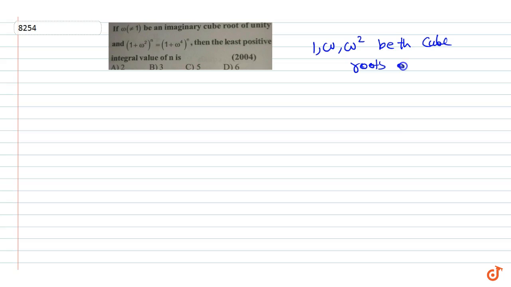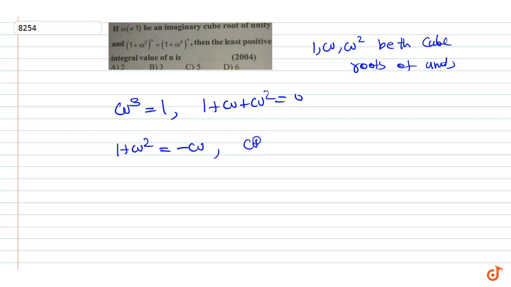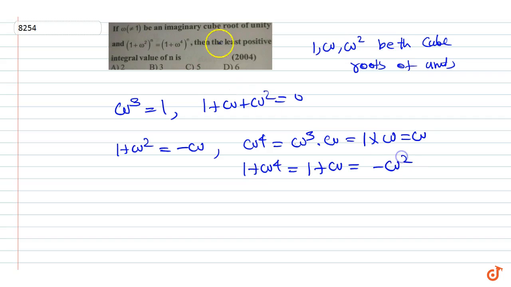cube roots of unity. Then we have omega cube equal to 1 and 1 plus omega plus omega square equal to 0. Therefore, 1 plus omega square is equal to minus omega, and omega 4 is equal to omega 3 into omega equal to 1 into omega equal to omega. Therefore, 1 plus omega 4 equal to 1 plus omega is equal to minus omega square. Therefore, this equation can be written as (minus omega) the whole to the power n is equal to (minus omega square) the whole to the power n.